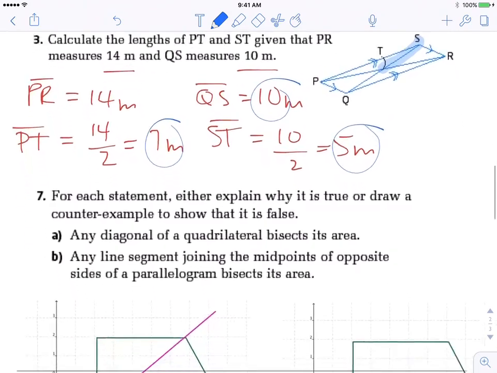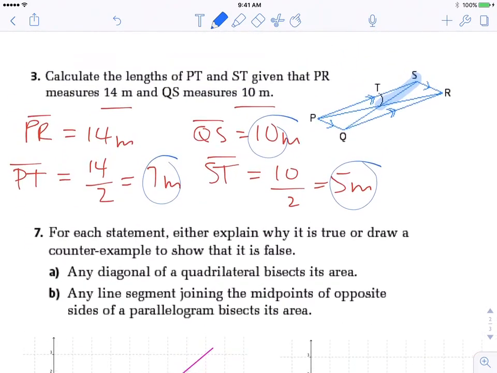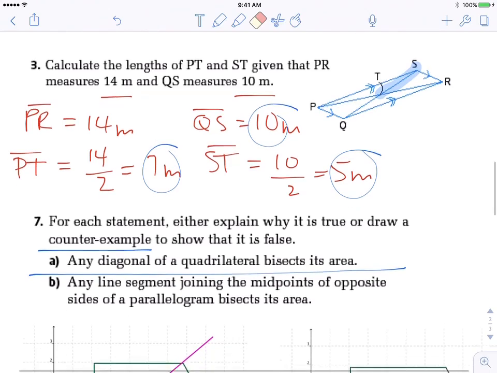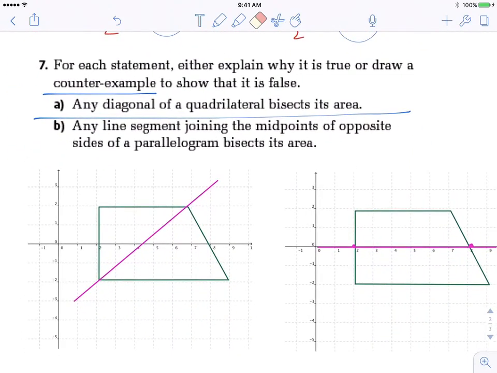Okay? For each statement, either explain why it is true or draw a counter example to show that it's false. So, any diagonal of a quadrilateral bisects its area. Now, if I drew a parallelogram and I took a diagonal, that bisects its area. If I decided to draw the other diagonal, that also bisects its area. So in this case, it looks like it's true, but is there a quadrilateral that we can draw where that would not be true? One that you might come up with is a trapezoid.